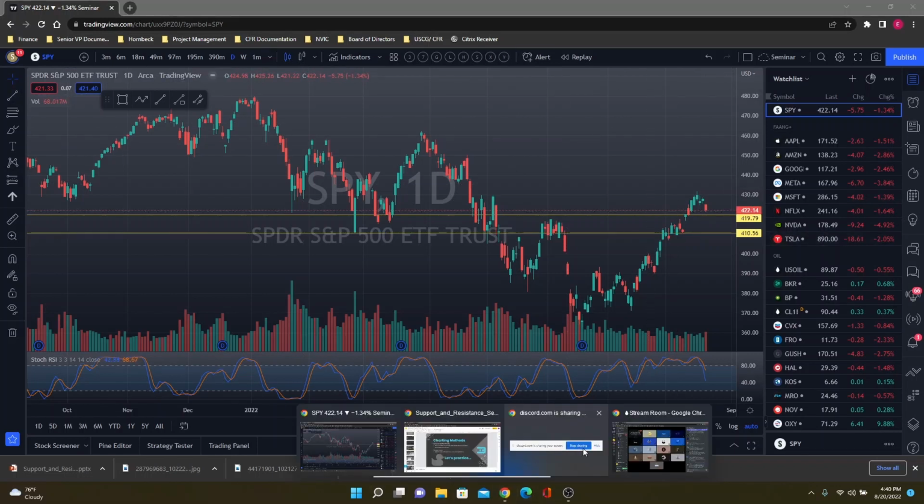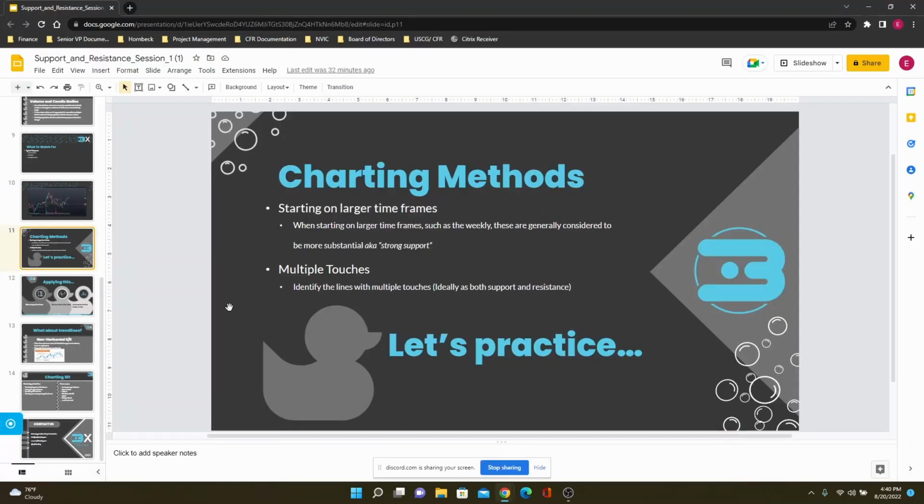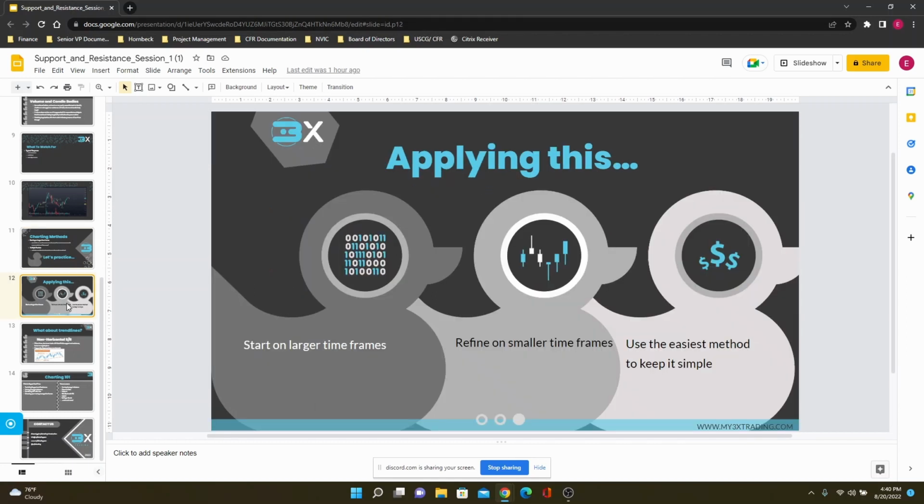So flipping back here to the presentation, charting methods: we're looking for multiple touches, going from large time frames and refining it over time. We've learned how to apply it. We've learned really what to look for. We've learned the methods on keeping it simple.